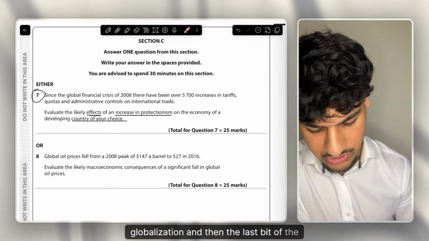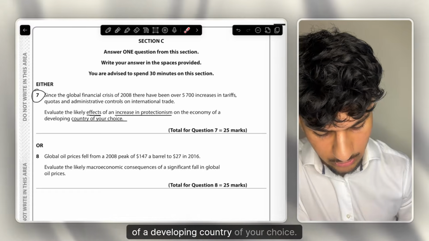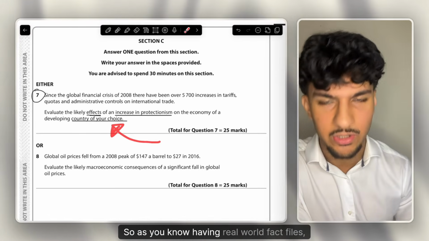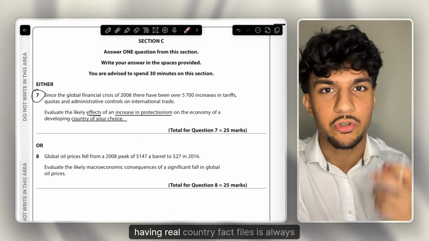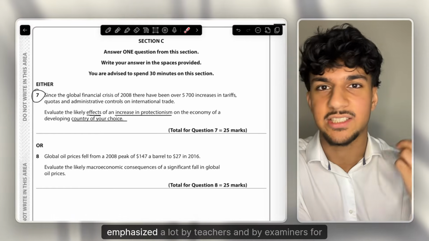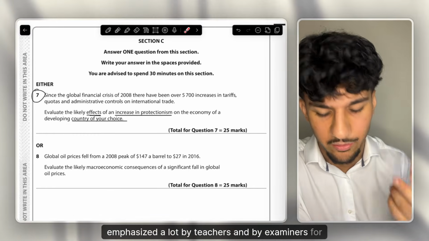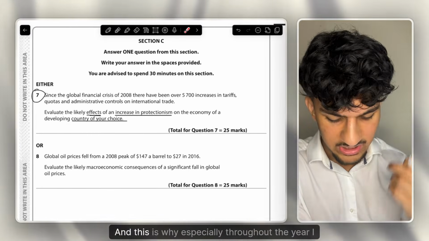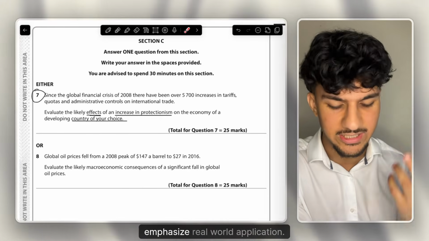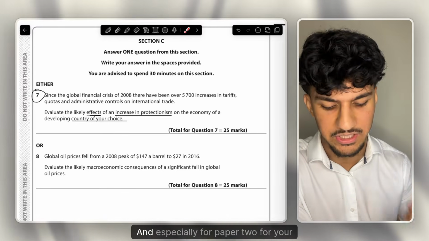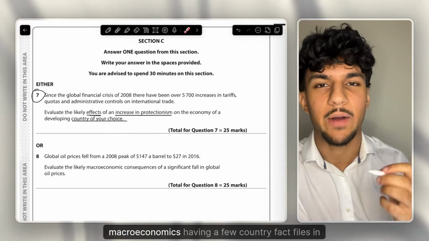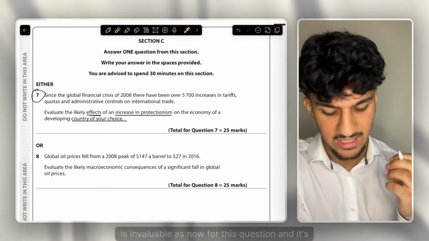And then the last bit of the question, of a developing country of your choice. As you know, having real world fact files, having real country fact files, is always emphasized a lot by teachers and by examiners for questions like this. And this is why, especially throughout the year, I emphasise real world application, and especially for paper 2 macroeconomics, having a few country fact files is invaluable.